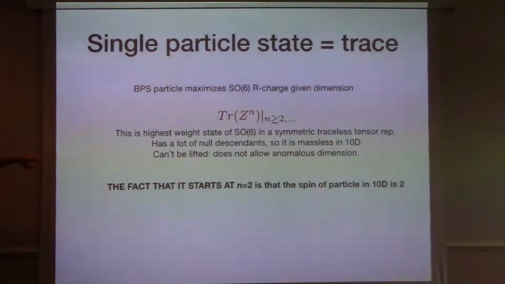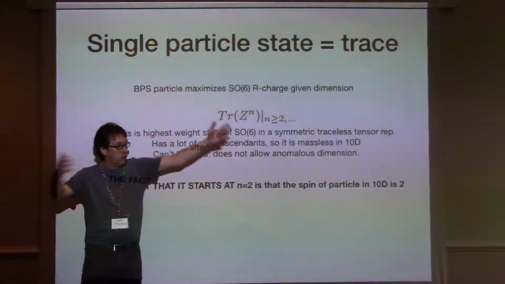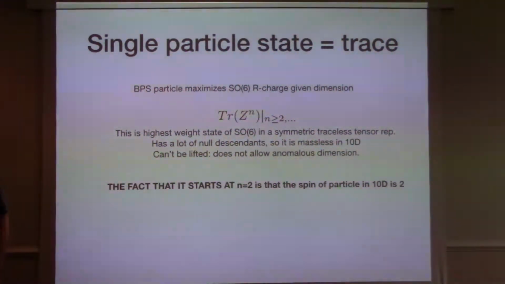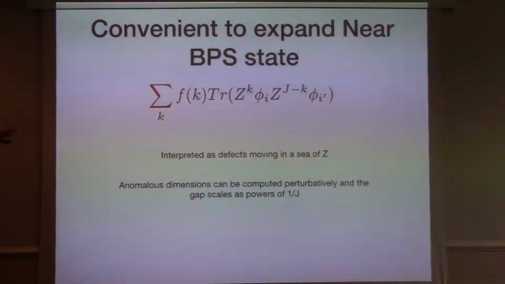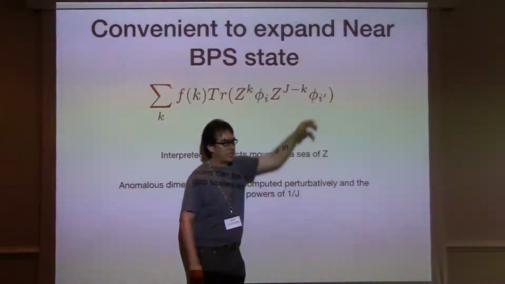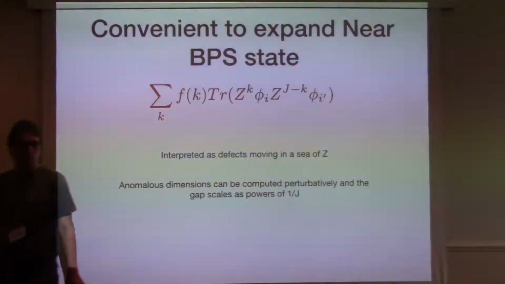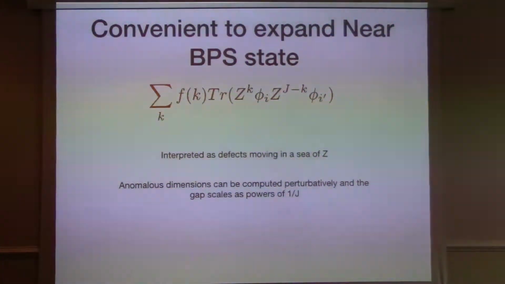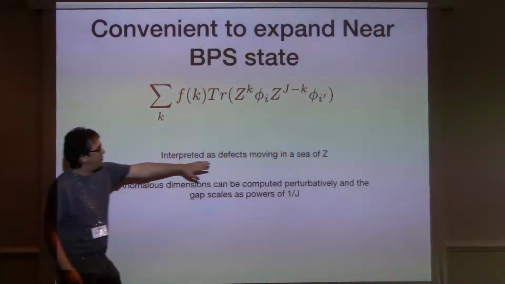But we know that this is not the complete spectrum of the theory. We know there are more operators that are single trace. And one way to understand how they work is that it's very convenient to expand near a BPS state, meaning you take a trace of something that has a lot of Z's and very few other fields. And this is a good starting point to try to understand what planar diagrams and non-planar diagrams are doing. So you can think of these as defects moving in a sea of Z.